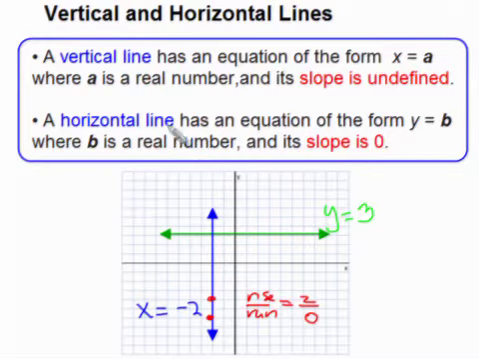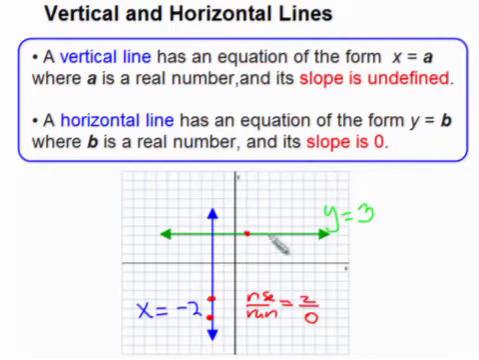Now, a horizontal line, like the green line, has an equation of the form y equals b, where b is a real number. So in this particular case, all the y values on this green line are 3. So the equation is y equals 3. It has a slope of 0.